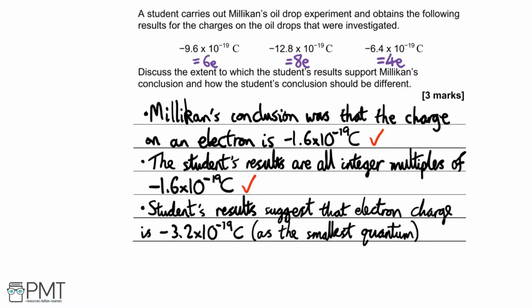Now, by the smallest quantum, I mean the smallest indivisible package of charge, and that's going to be our 3rd mark. Without Millikan's conclusion, the student wouldn't know that these values are even number integer multiples of the smallest divisible value. So the most that the student can say is that these are all multiples of 3.2 times 10 to the minus 19 coulombs.